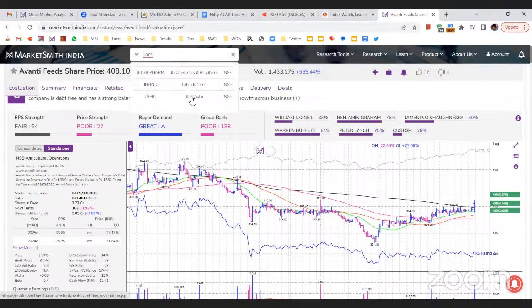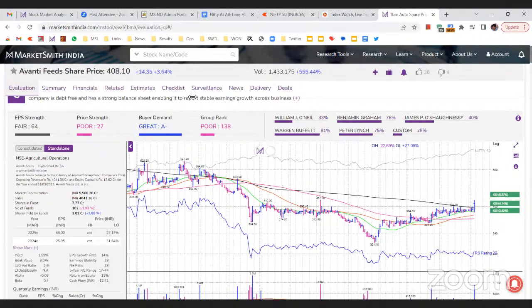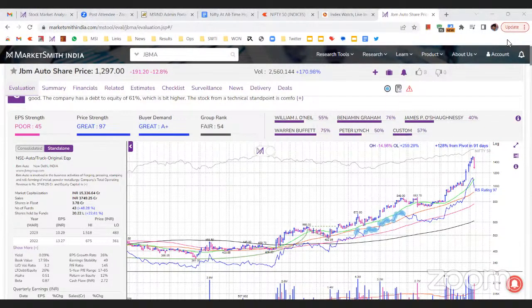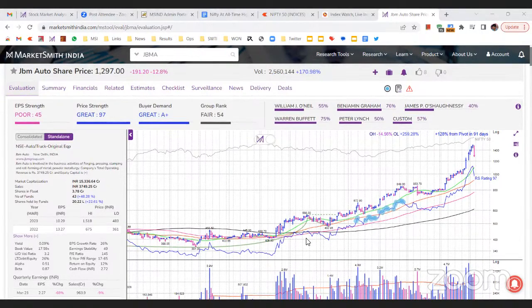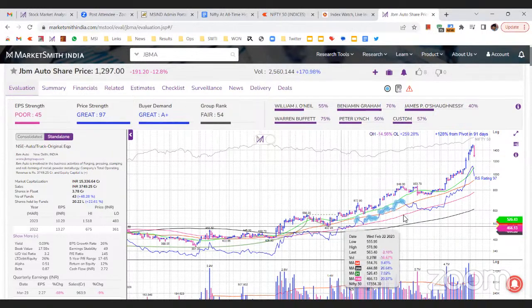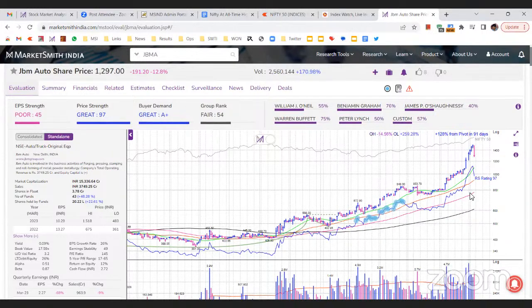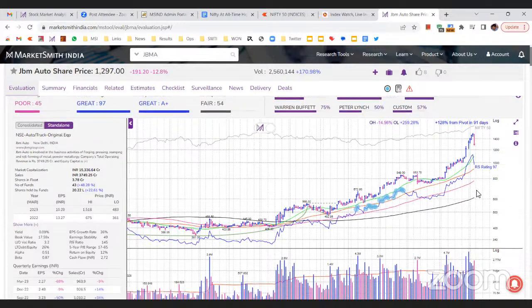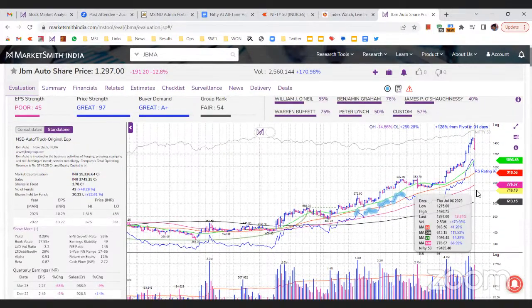I'll take the JBM Auto. Mr. Praveen has asked about JBM Auto and what is the exit point for this stock. This stock has done very good from the stage 3 breakout. I don't know what your buy point is, but if you are looking for an exit, it is very extended from the moving averages. The 21 DMA is still 18% away, even after the fall of 12% in today's trading session. That is a very high extension from the moving averages.